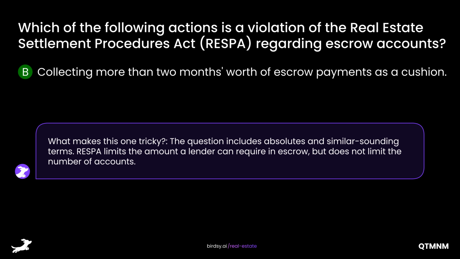What makes this one tricky? The question includes absolutes and similar sounding terms. RESPA limits the amount a lender can require in escrow, but does not limit the number of accounts.